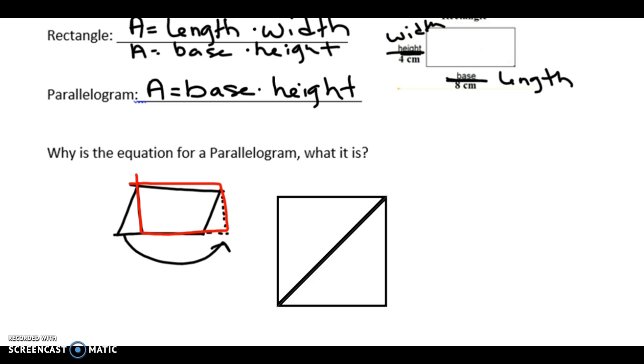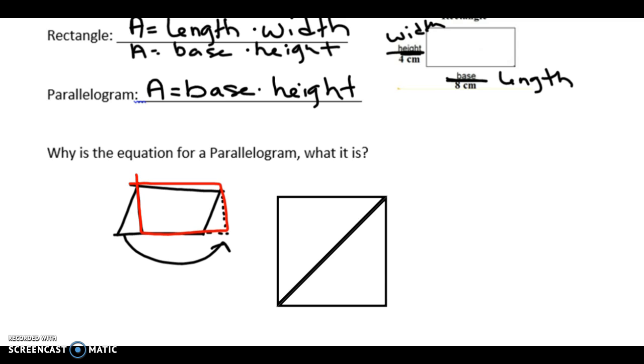Okay? So the equation for a parallelogram is the same as the equation for a rectangle because they are the same shapes. Rectangles can be made into parallelograms and parallelograms can be made into rectangles. So they have the same area. So you use the same equation to calculate that area.